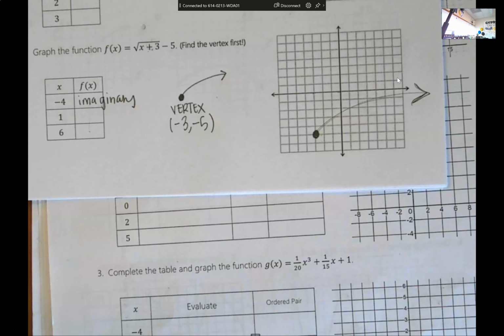Make sure that the right-hand side is an arrow. It's not a closed point because your graph goes on forever.